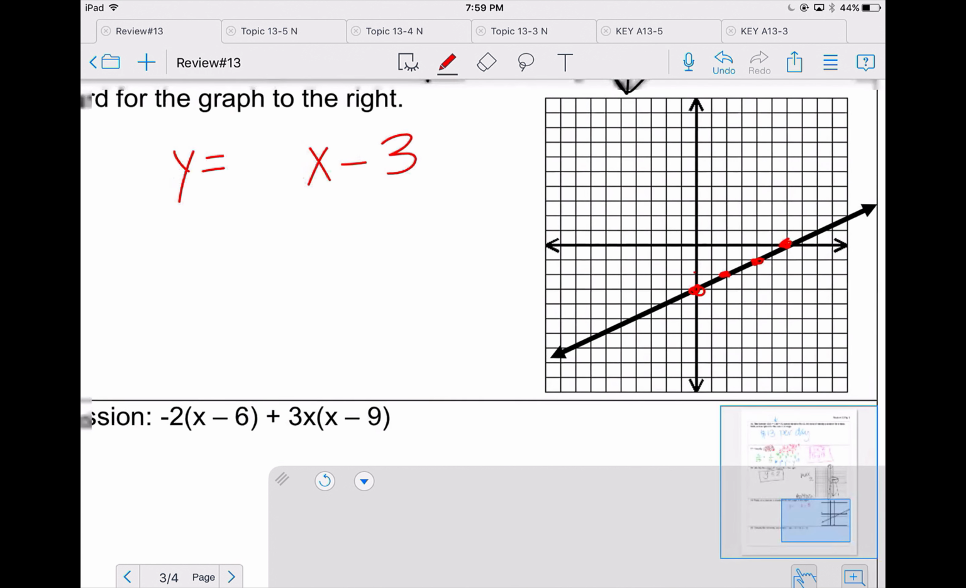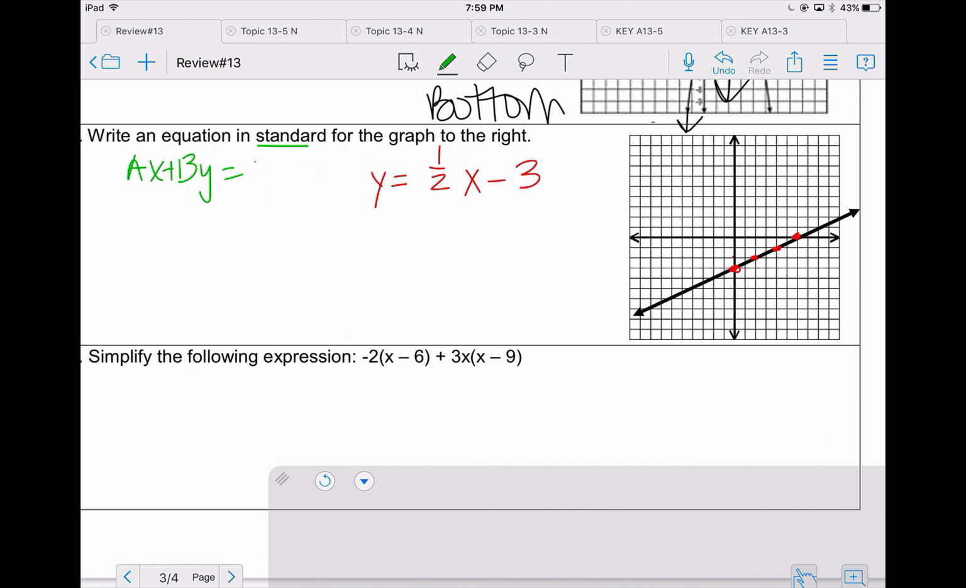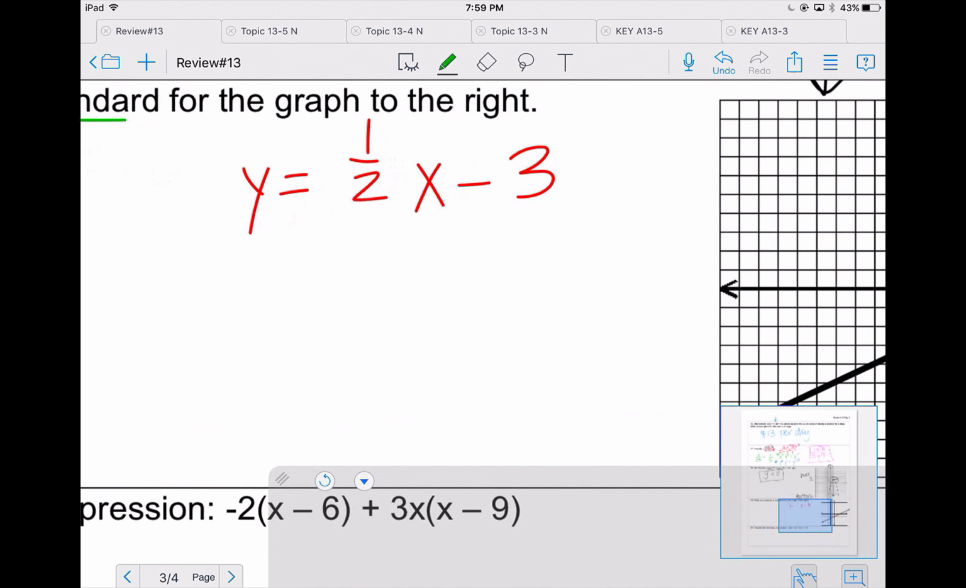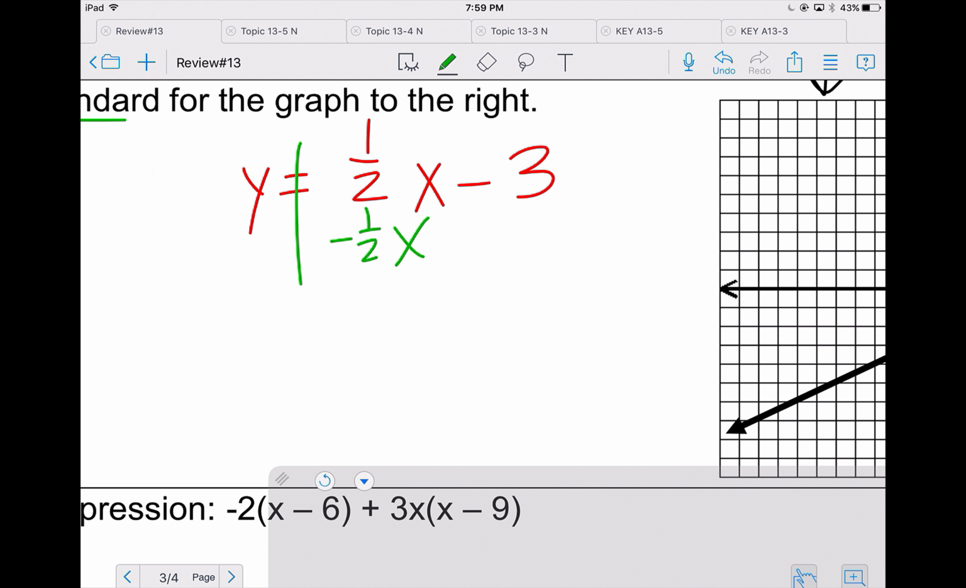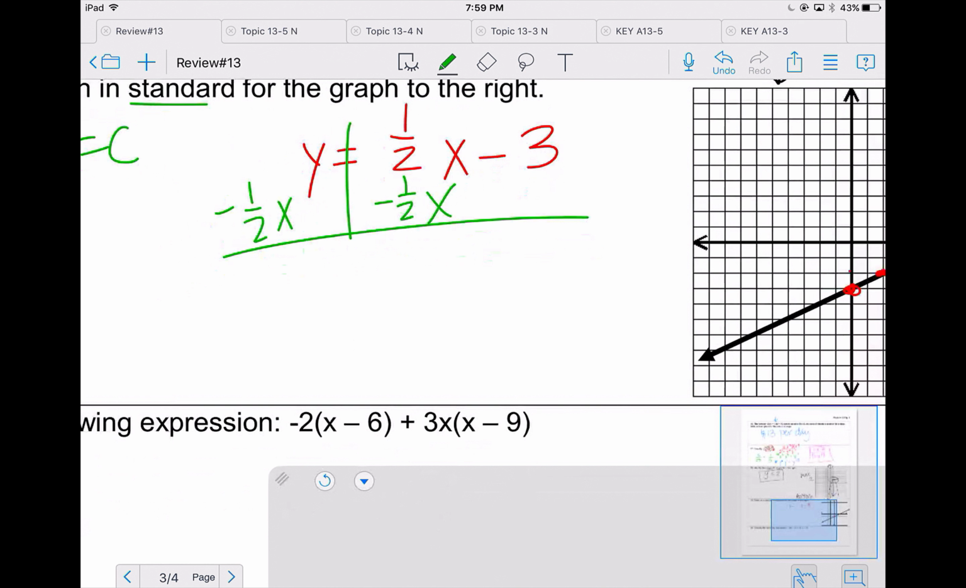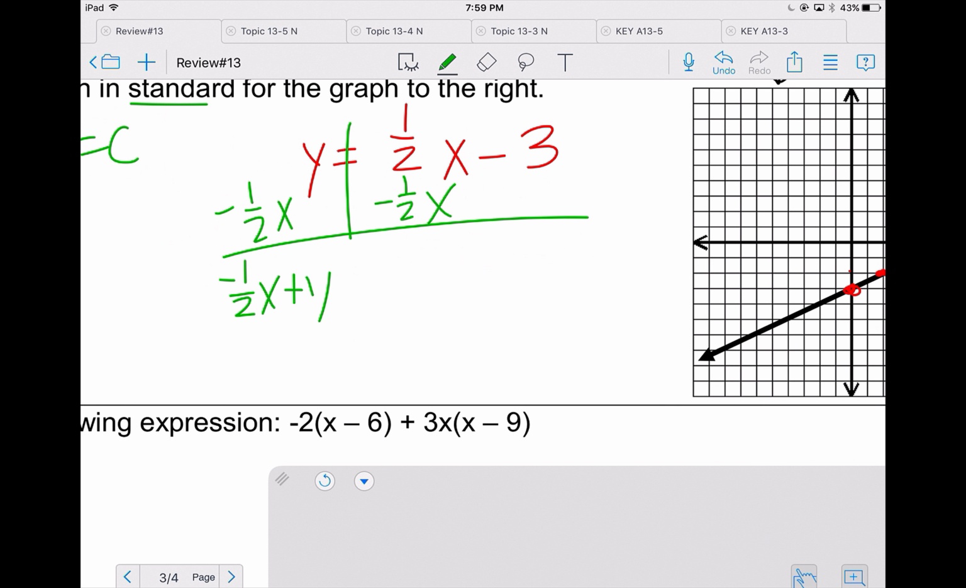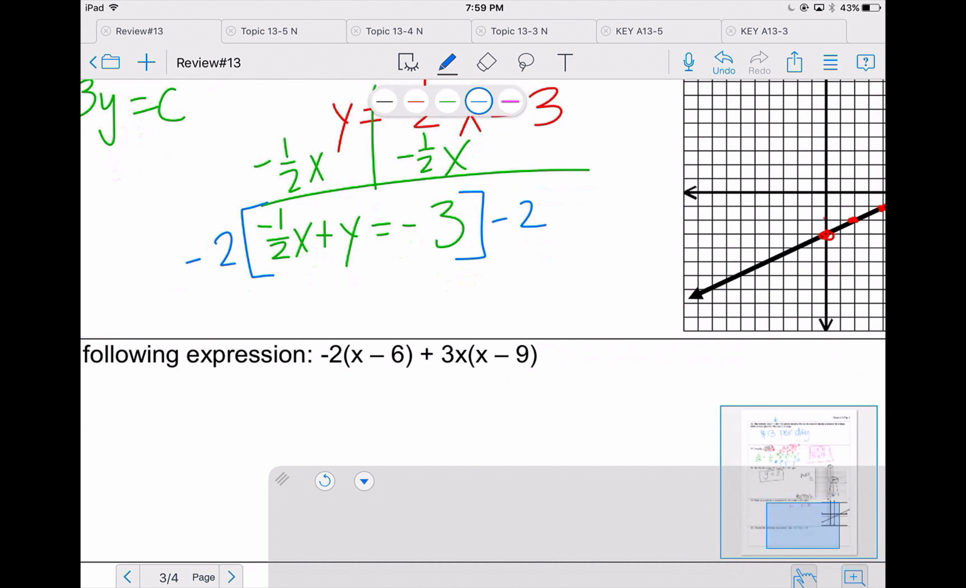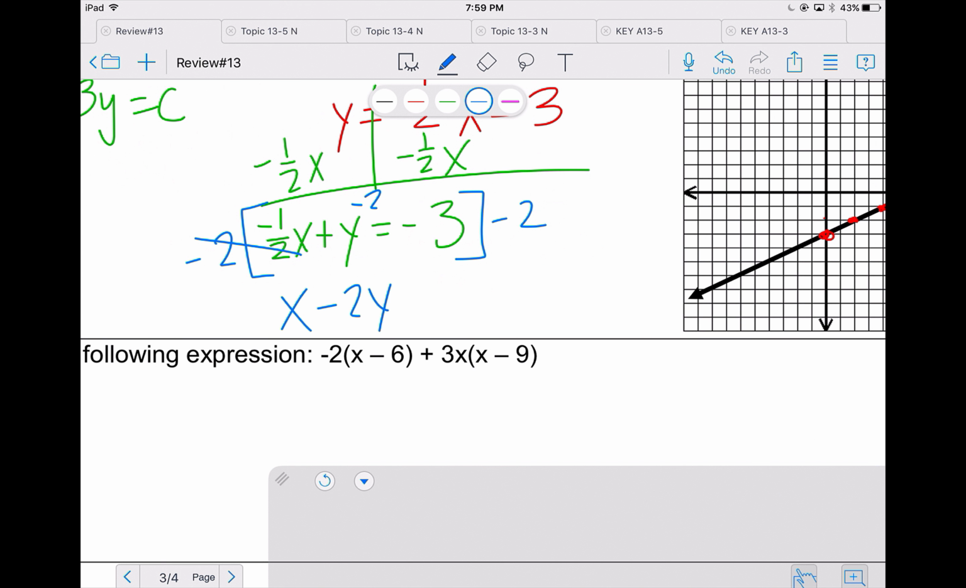Remember that standard form is ax plus by equals c, so x and y on the same side together. So I move the 1/2 x to the other side, so x and y can be together. And then standard form cannot have any fractions, so I multiply by a -2. You could multiply by a +2, but all of your answer choices will have x's as positive, so that's what we're going to aim for. Remember, when you do it with your x's, it cancels. -2 times y is -2y, and -3 times -2 is a +6.